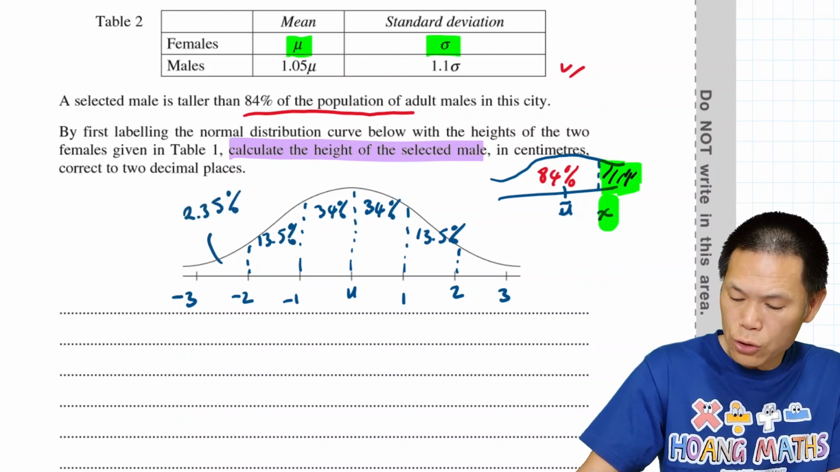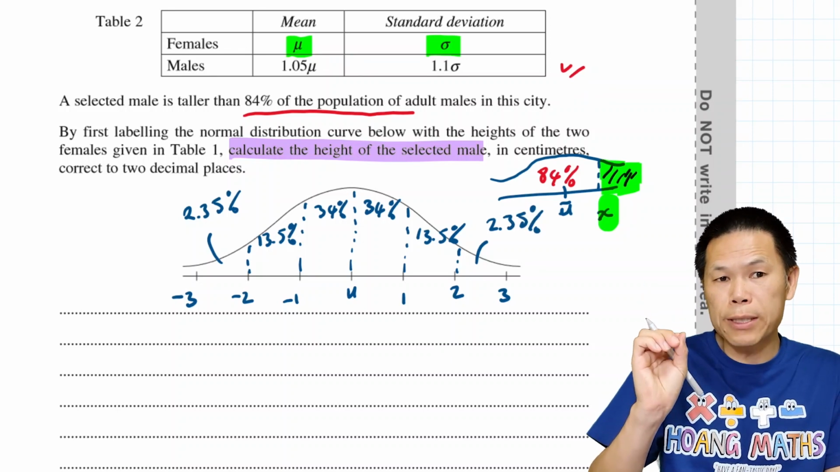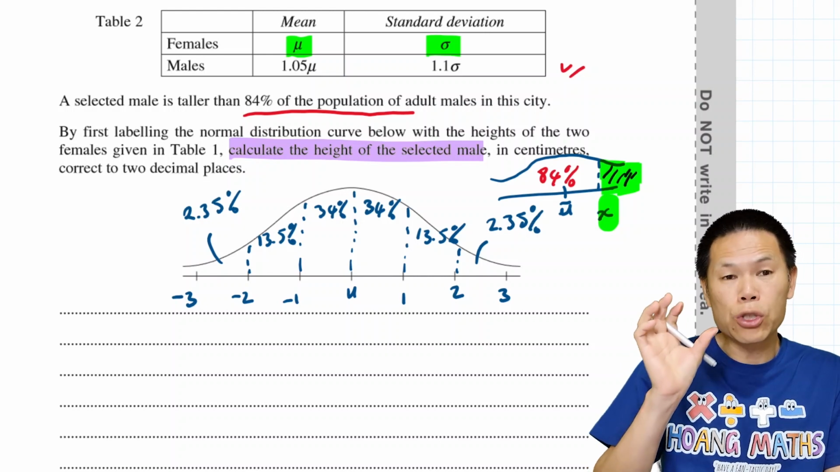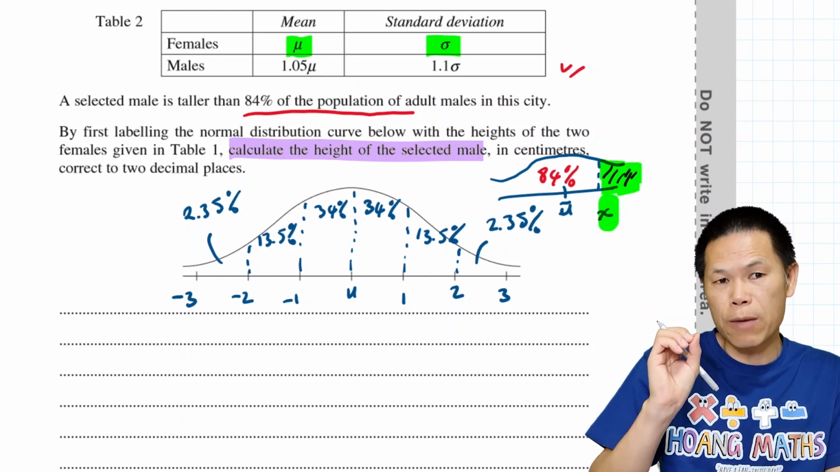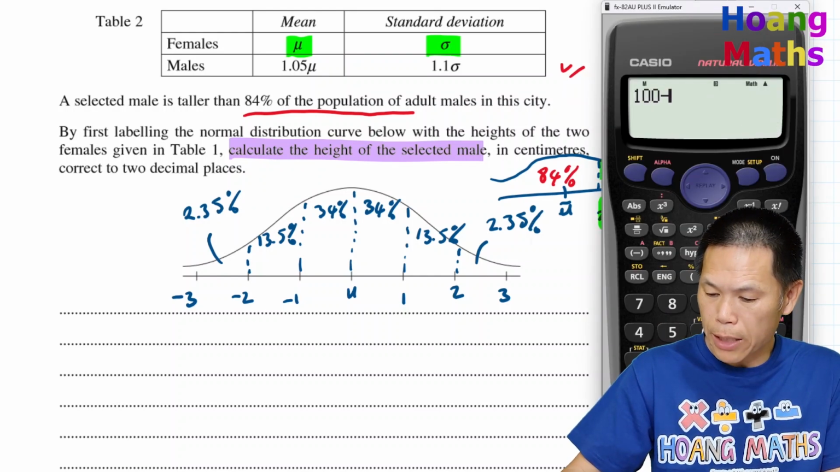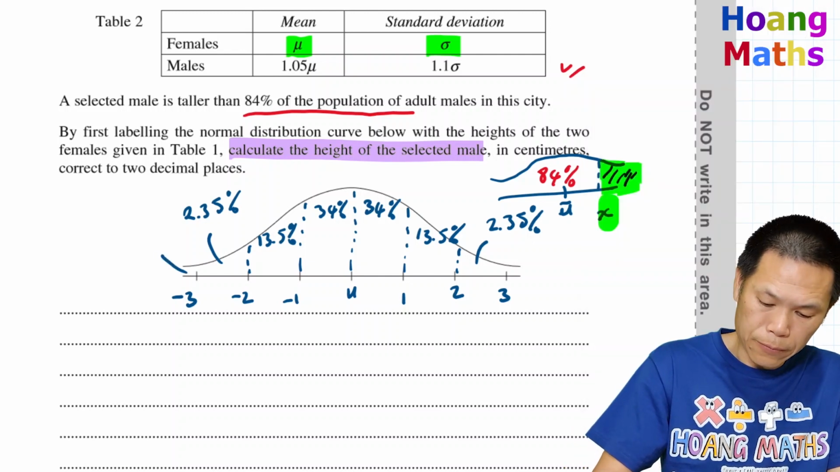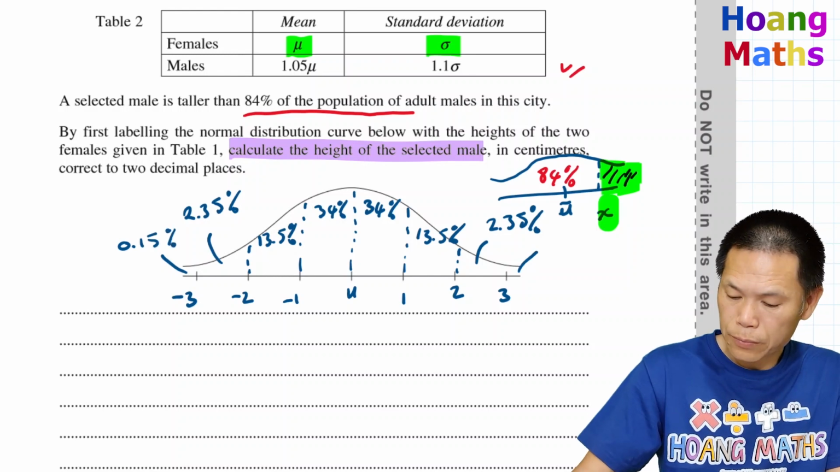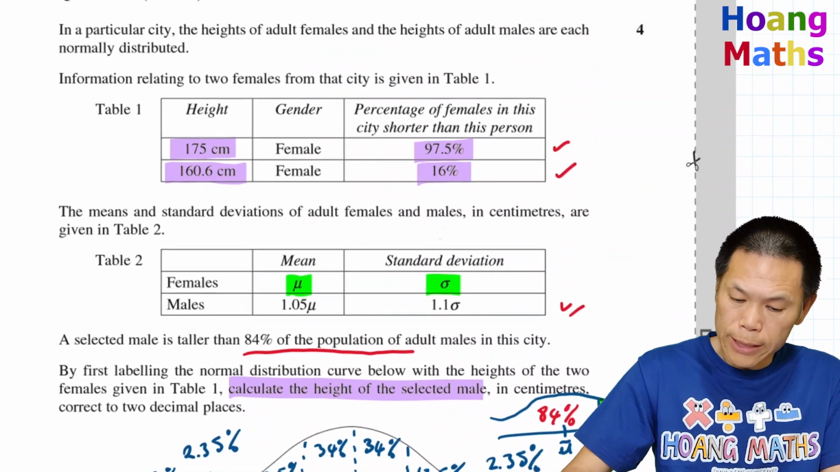2.35% and 2.35%. And we know that altogether is 100%. So what's left? It would just go 100 minus 99.7 and then we divide it by 2. So I just go 100 minus 99.7 divided by 2. So 0.15. So there you go. Now what we need to know is this.